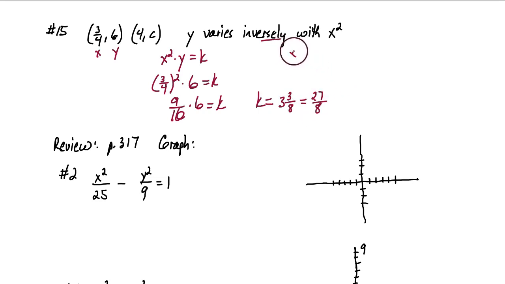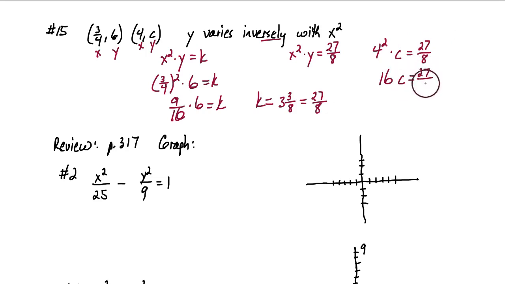Now rewrite the model. X squared times y is equal to 27/8. And use the second ordered pair for our x and our y. So 4 squared times c is equal to 27/8. This is 16c equals 27/8. And now divide by 16 to get c alone. I'm going to take a calculator and go 27/8 divided by 16. In decimal form, the answer is 0.210 if you round it off a little bit.